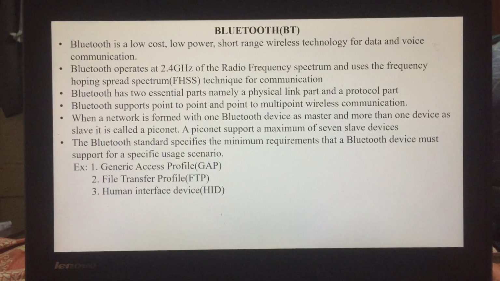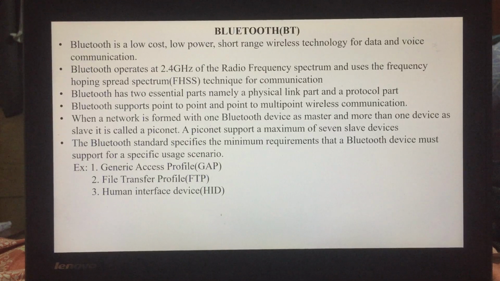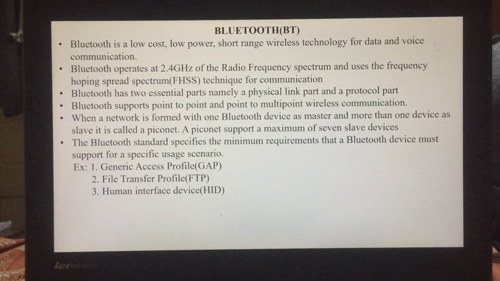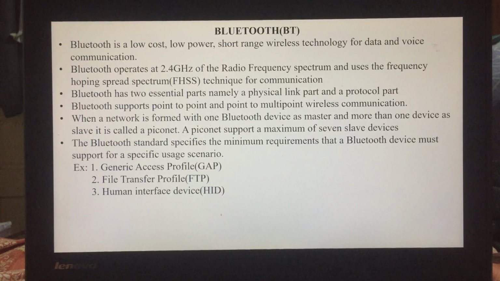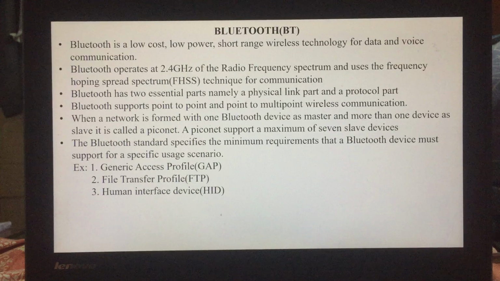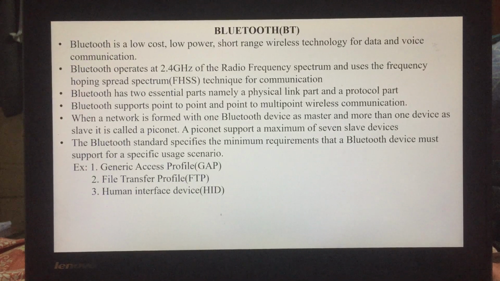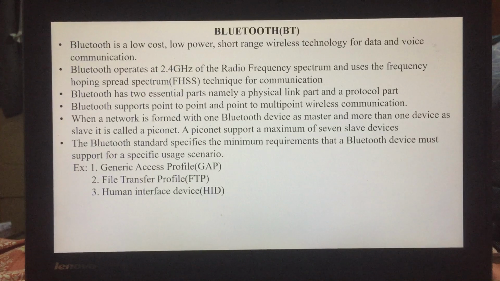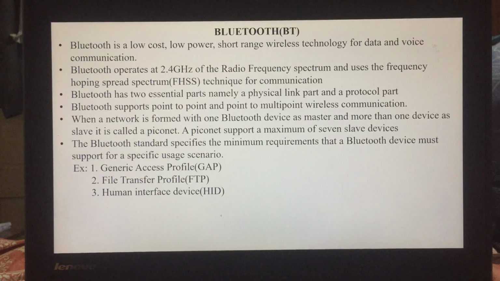Bluetooth is used for short-range data communication in handheld embedded devices. For a specific usage scenario, the Bluetooth standard should meet minimum requirements. The generic access profile (GAP) should meet requirements such as detecting the Bluetooth device and establishing the connection with it. The file transfer profile (FTP) should meet requirements such as file transfer between devices. The Human Interface Device (HID) profile should meet requirements such as supporting human interface devices like keyboard and mouse. These are different Bluetooth profiles.